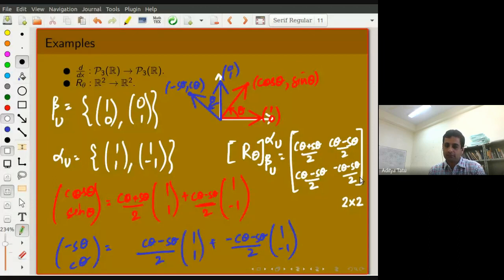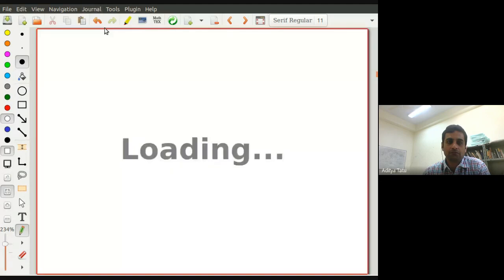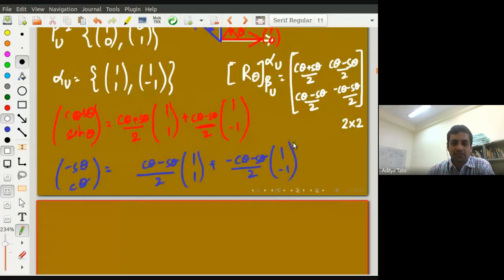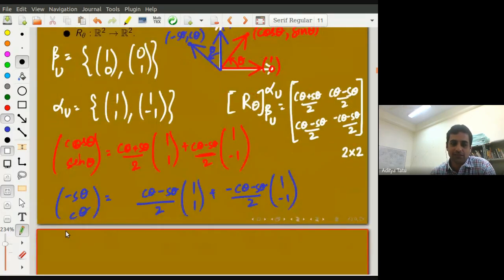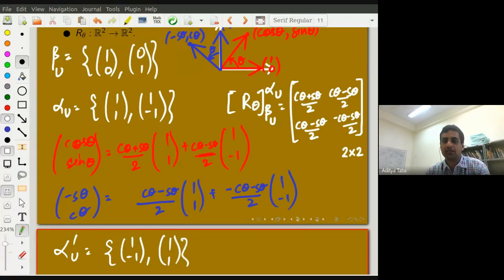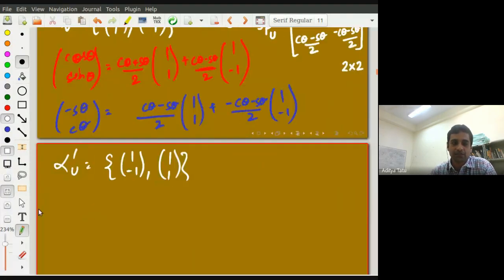That fine? Yes. Okay, a quick question. A few classes ago somebody had asked this question: why is the order in the basis important? Does this answer your question? If instead of alpha u, I choose alpha u prime to be this basis, 1 minus 1 and 1 1, as you can see, as sets both are the same, but as bases they are different.